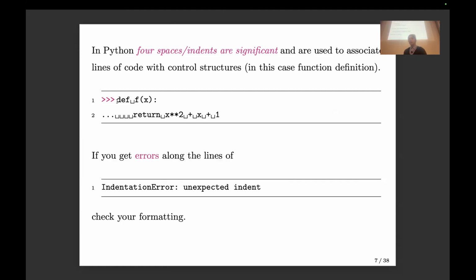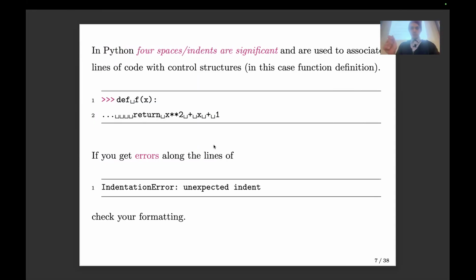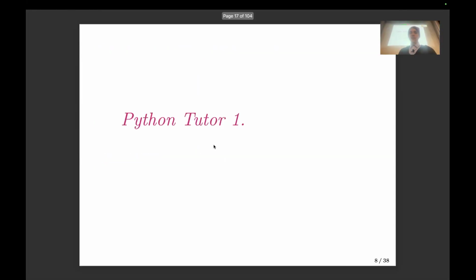If you get errors along the lines of indentation error, unexpected indent, you should go check your formatting. This is why we're working in these fancy text editors. This is why I have white space rendered, so you can count 1, 2, 3, 4 spaces there. This is why you can't write code in Word, right? You need some type of special text editor, which is going to highlight things for you and show you when things are off. So that's the purpose of working with this Python IDLE.